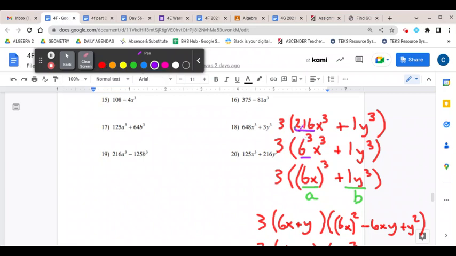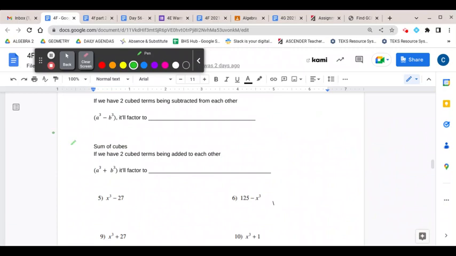Next, we found 216, and we just rewrote it as a cube. Okay. It's 6 cubed. We sort of put our cubes together here with the 6 cubed and the x cubed to make 6x cubed. And so now the equation really is 6x cubed plus 1y cubed. So 6x is our A value and 1y is our B value. We took our A value and our B value and plugged it right back into our sum of cubes formula.